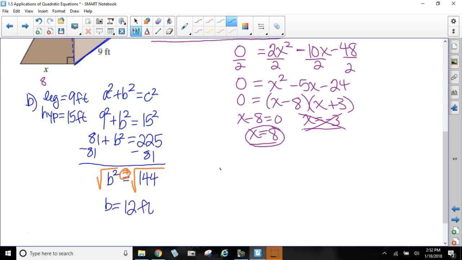12 feet. So my answer on part B of this question, okay, is to say the triangle on the right has a leg of 9 feet. We just found it has another leg of 12 feet and a hypotenuse of 15 feet.